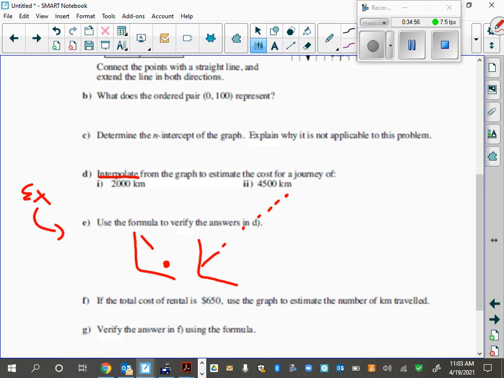So don't get hung up on the word. I'm not going to ask you the exact definitions on the test. Just know what the fancy words mean. It means find the value after, what is this? The cost, probably? Cost of a 2,000 kilometer journey.